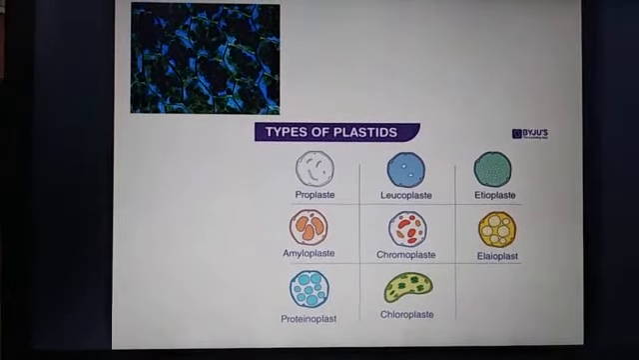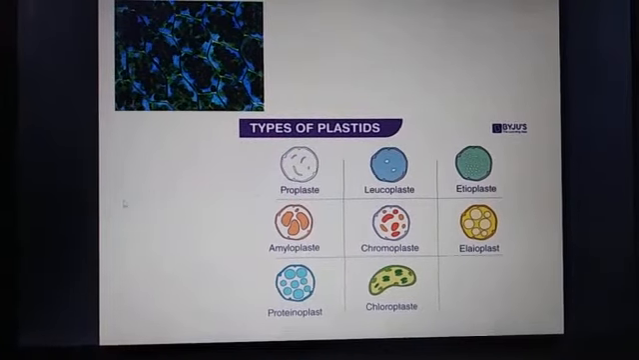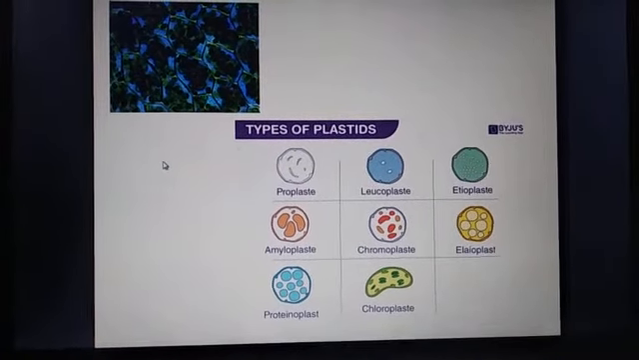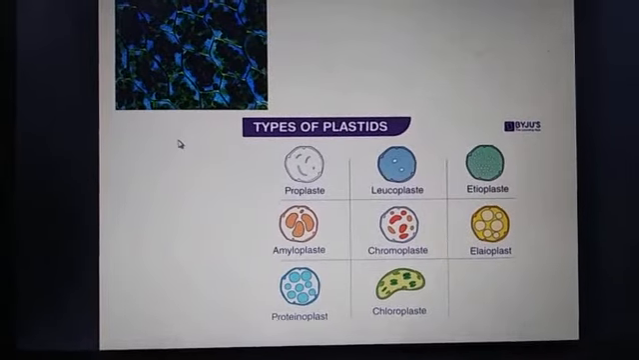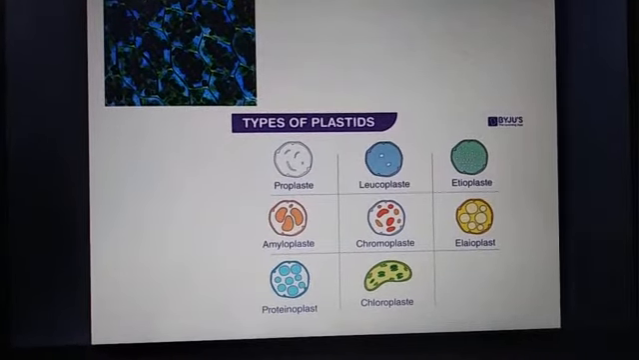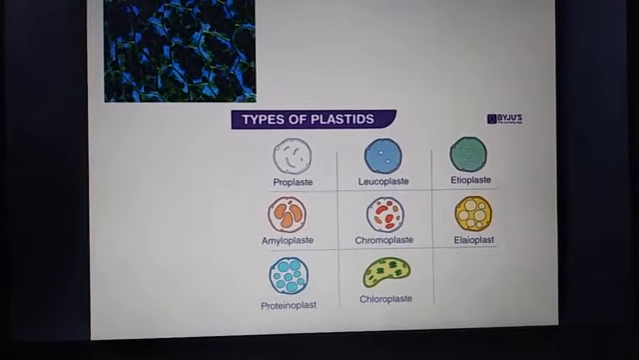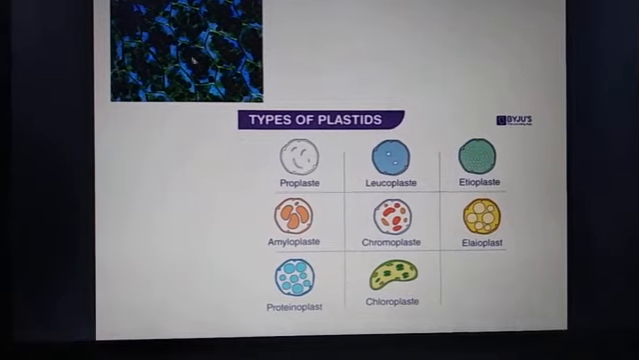There are many living structures present in the cell. They are termed as cell organelles. Let us discuss the functions of all these cell organelles one by one. The first one is plastids. These are responsible to provide color to the cell.